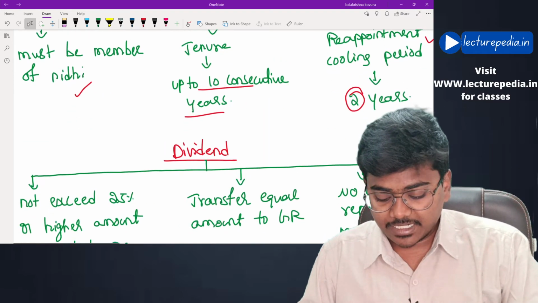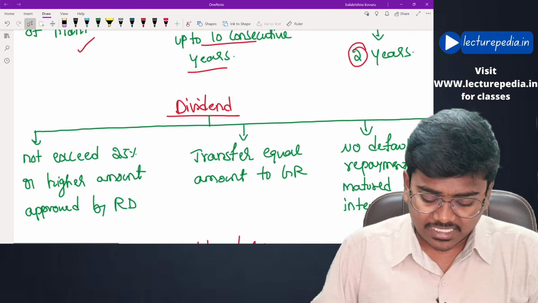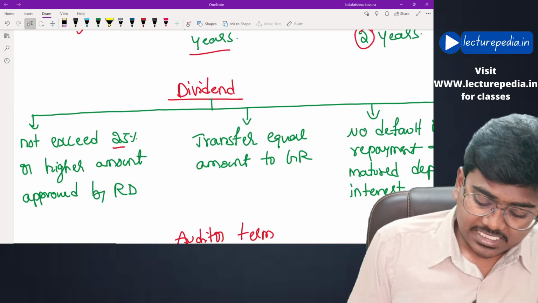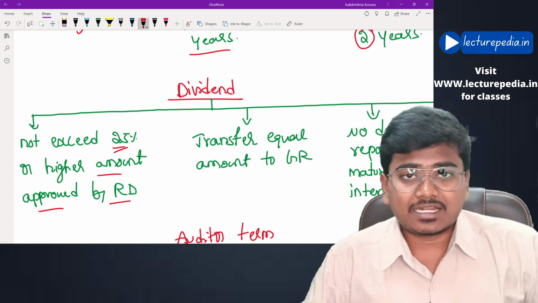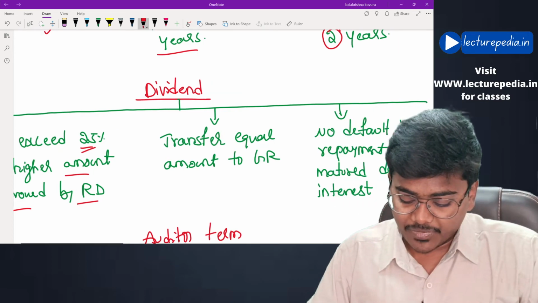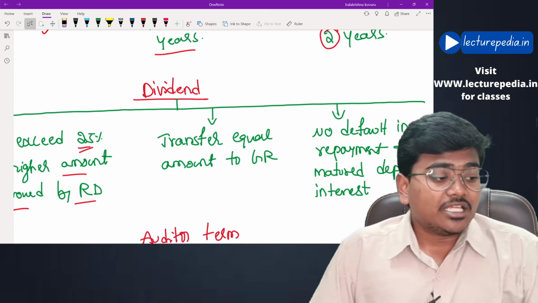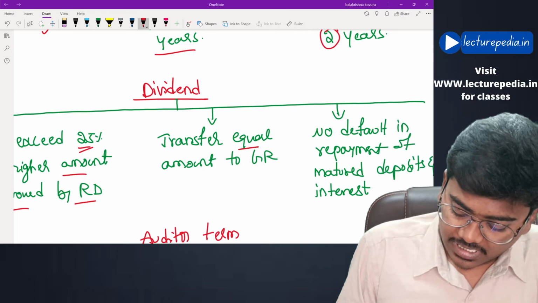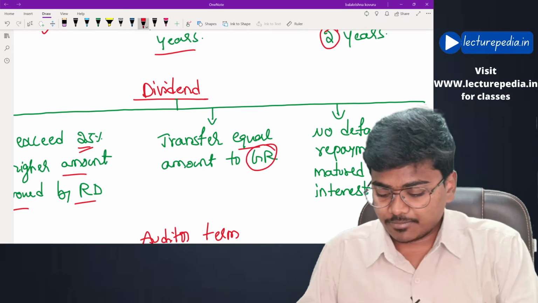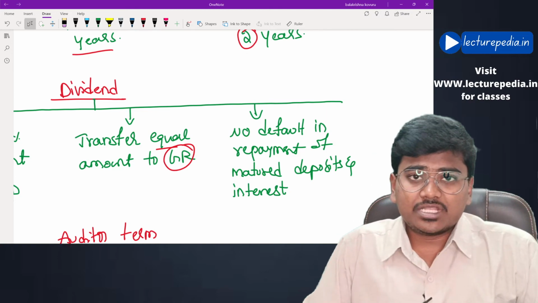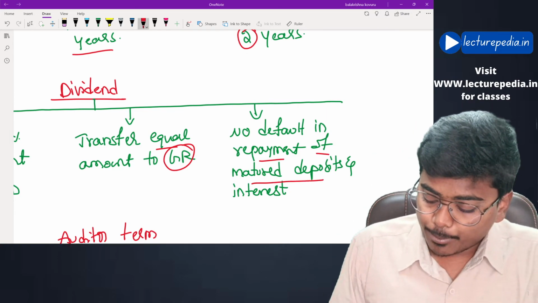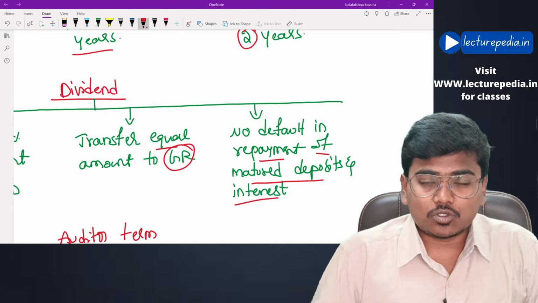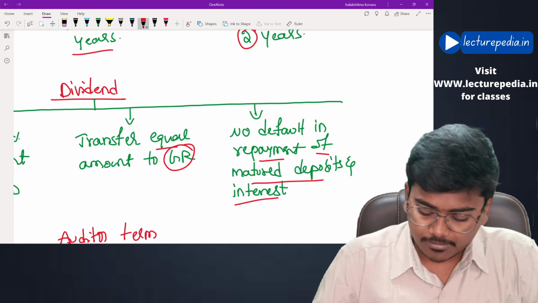Next, dividend. The maximum amount of dividend that can be given is not exceeding 25% or higher amount as approved by the regional director. That can be the maximum amount of dividend. And once you give the dividend, equal amount has to be transferred to the general reserves. And before giving the dividend, there should be no default in repayment of matured deposits and interest. Only in that case you can offer dividend.